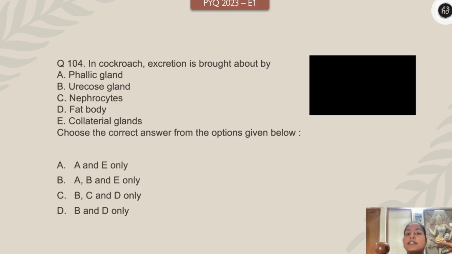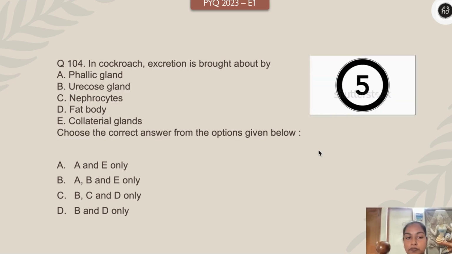Next one. In cockroach, excretion is brought about by phallic gland, uricose gland, nephrocytes, fat body, collateral glands. Choose the correct option. Your time starts 3, 2, 1 right now.